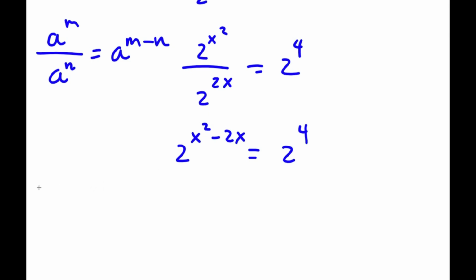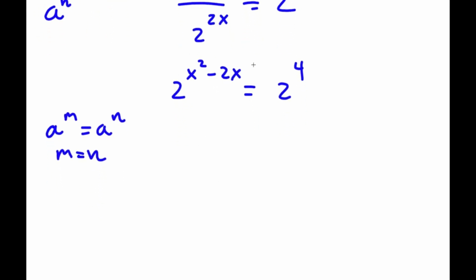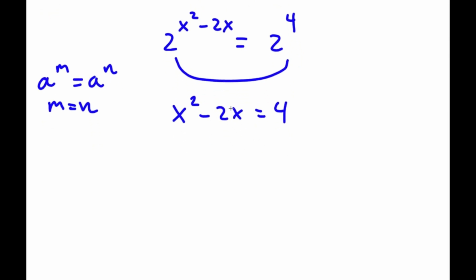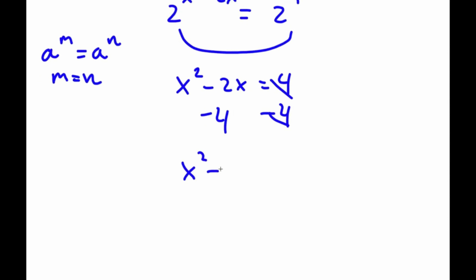Now, if I have something in the form a to the power of m is equal to a to the power of n, then this means that m is equal to n. So in this case, I have 2 to the power of x squared minus 2x is equal to 2 to the power of 4. Both my bases here are the same, meaning my exponents are the same as well. So x squared minus 2x is equal to 4. Now to solve this, I'm going to subtract 4 on both sides so that these two cancel out, and I'll have x squared minus 2x minus 4 is equal to 0.